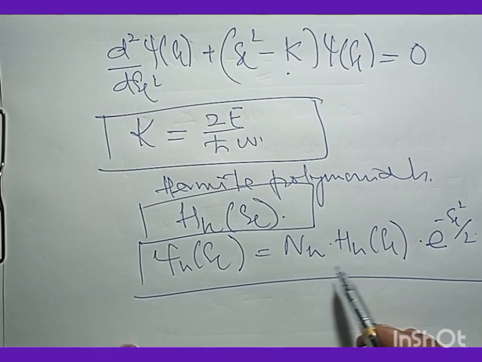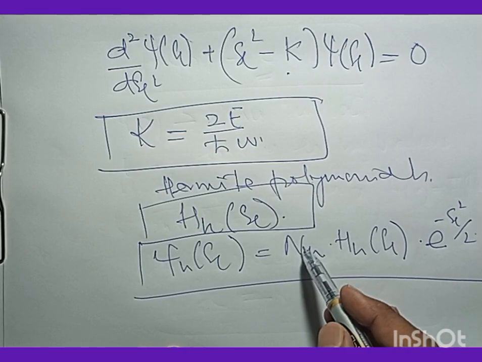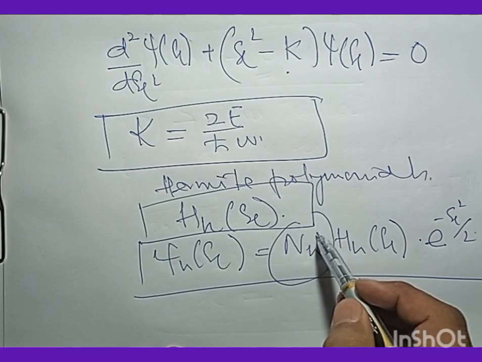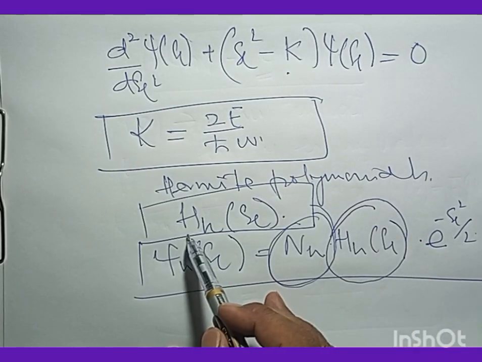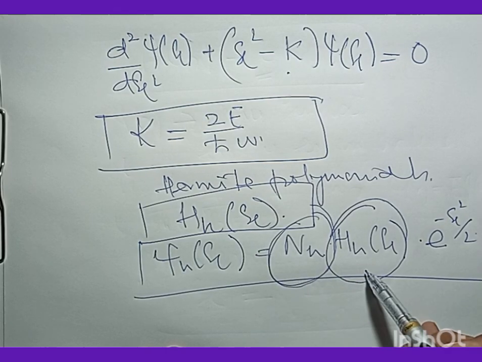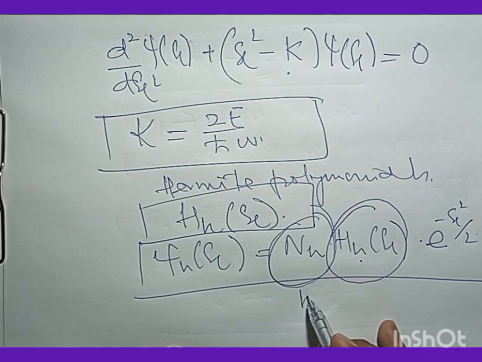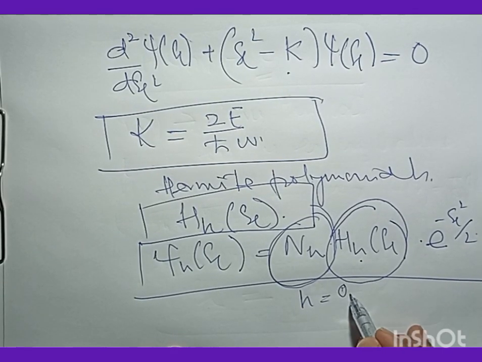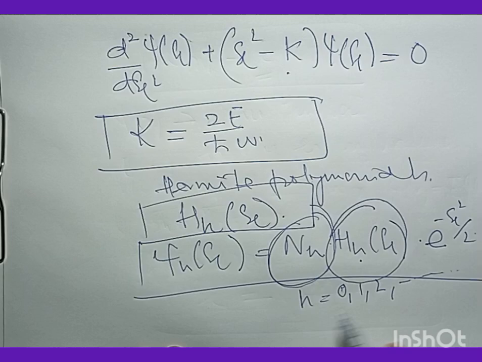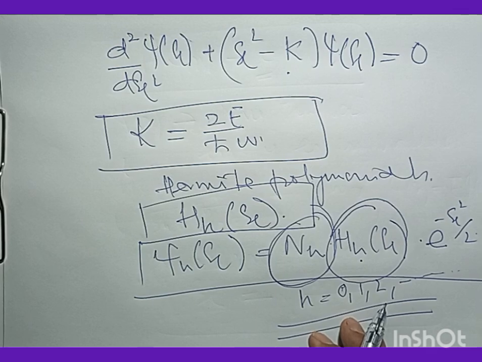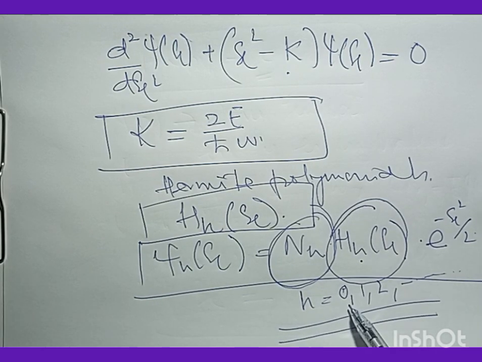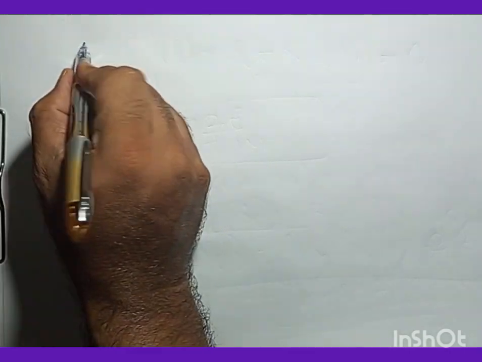Talking about the various parameters we have introduced here, Nn is called the normalization constant, and Hn of zeta is called the Hermite polynomial. And n refers to the integer numbers starting from 0, 1, 2, and so on. This n is the representative of the quantum numbers corresponding to different energy levels of this harmonic oscillator. Then the next part of this harmonic oscillator is the energy eigenvalues.